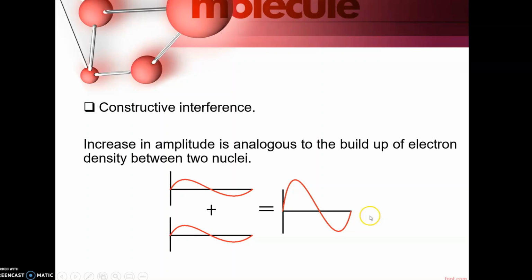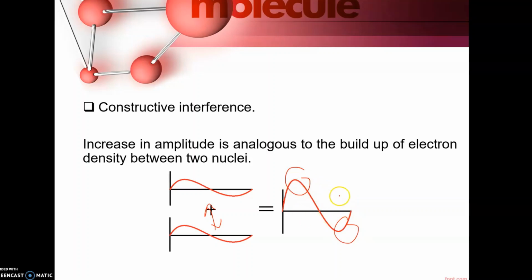It is also known as constructive interference, meaning the increase in amplitude is analogous to the build-up of electron density between the two nuclei. So when this is constructive interference, the amplitude increases, and we can say the electron density between the two nuclei is here.